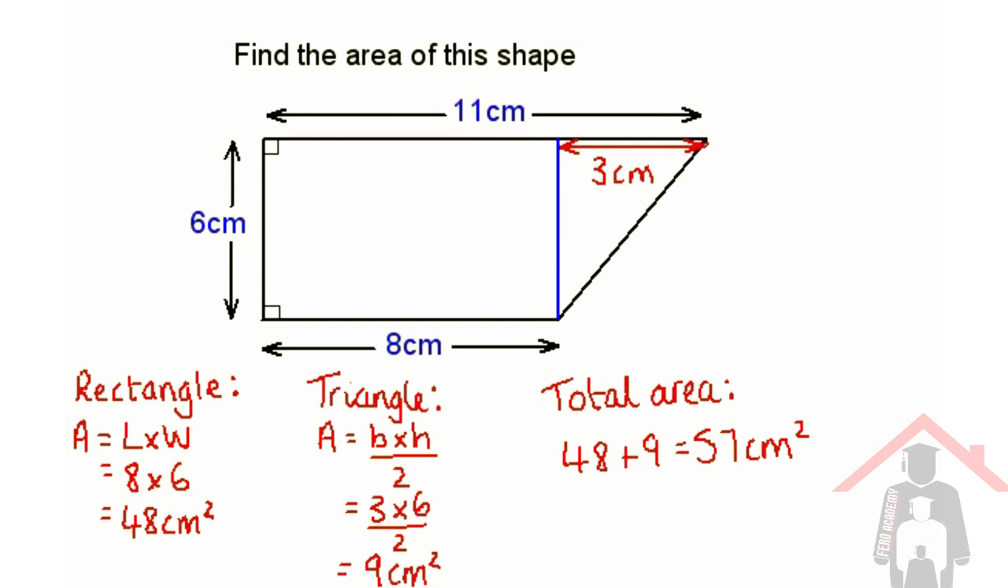by doing 11 take away 8, giving me 3. I now use this formula and get the answer 9 centimetres squared. To get the total area, I then add the area of the rectangle and the area of the triangle together to give me a total area of 57 centimetres squared.